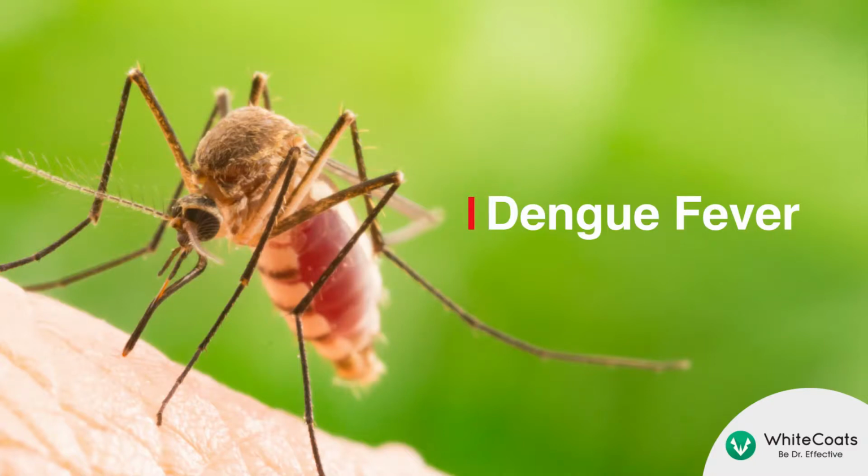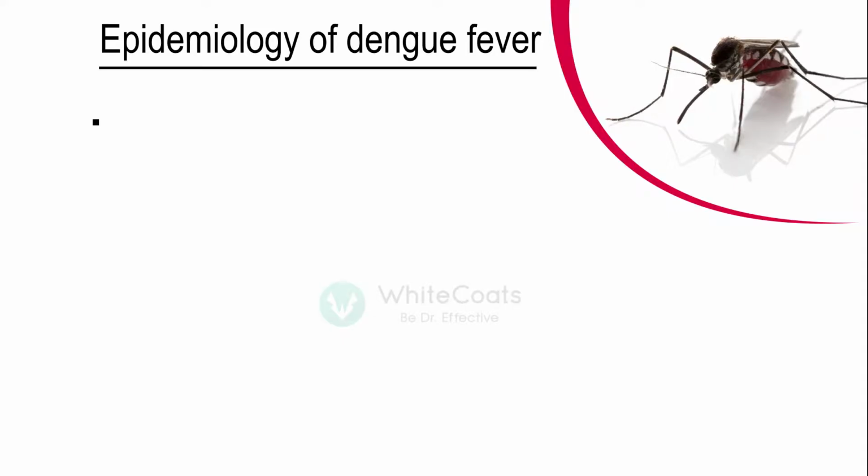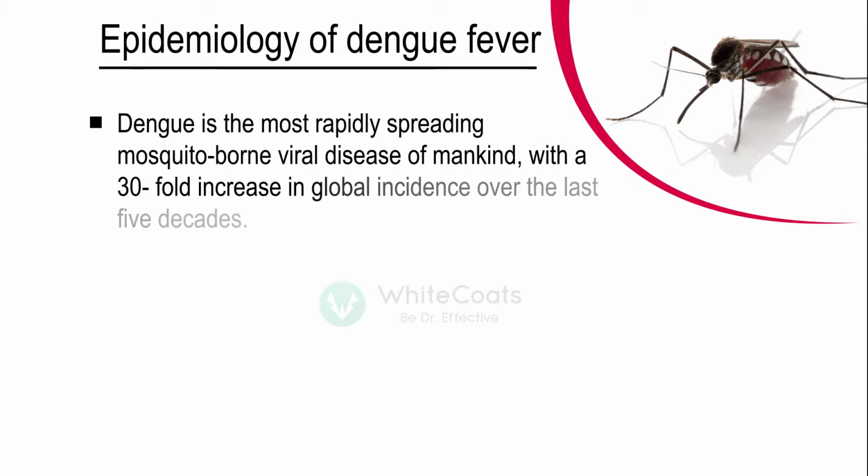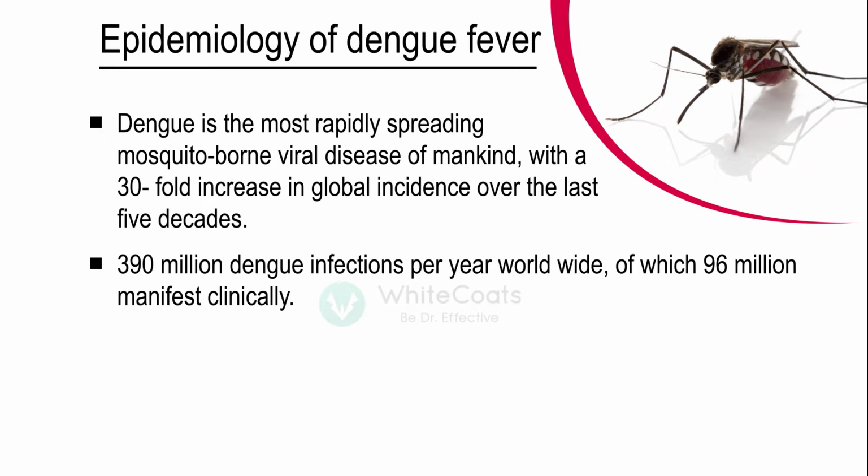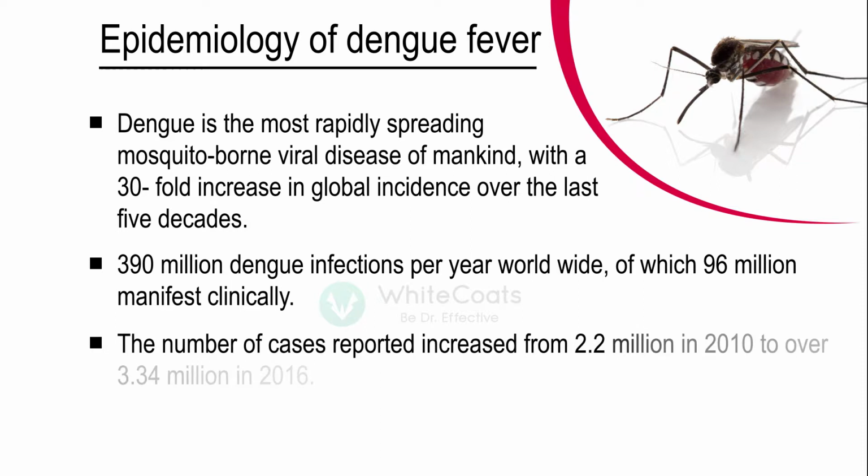Dengue fever. Dengue is the most rapidly spreading mosquito-borne viral disease of mankind, with a 30-fold increase in global incidence over the last 5 decades. 390 million dengue infections per year worldwide, of which 96 million manifest clinically. The number of cases reported increased from 2.2 million in 2010 to over 3.34 million in 2016.